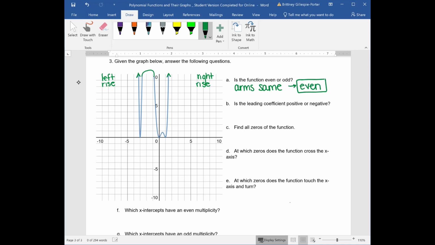When our arms are opposite, that means they are odd. We care about how we end on the right-hand side. How do you finish your graph when we're drawing from left to right? Because the right side rises, we're ending on a positive note, which means that our leading coefficient is going to be positive.